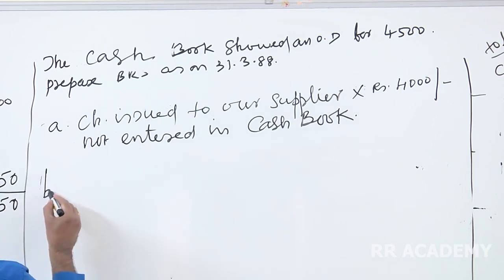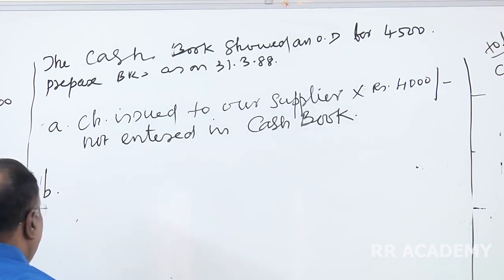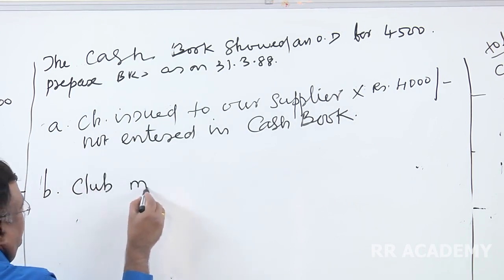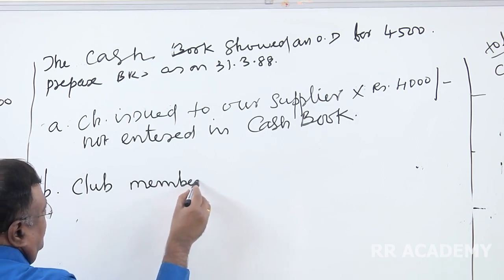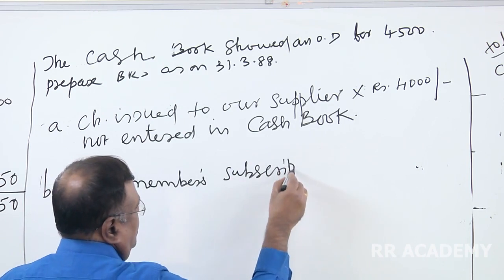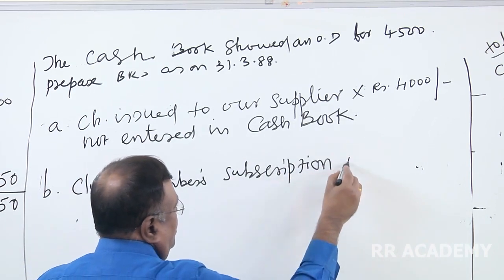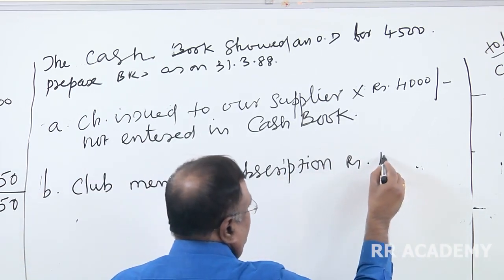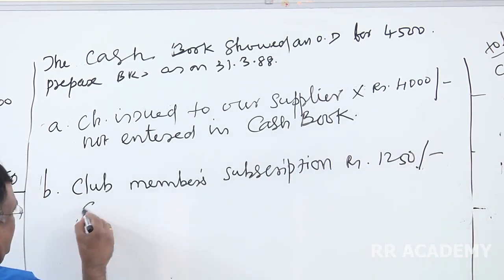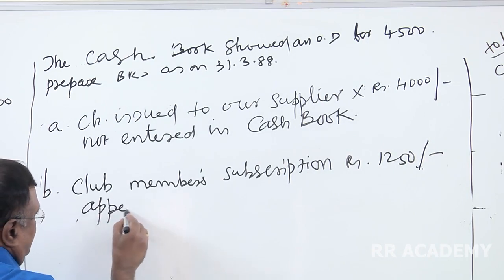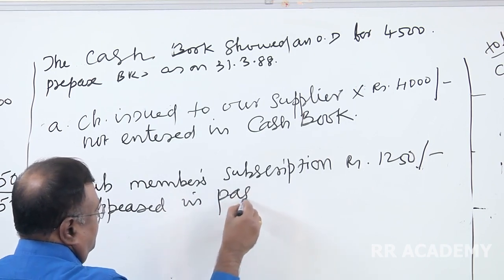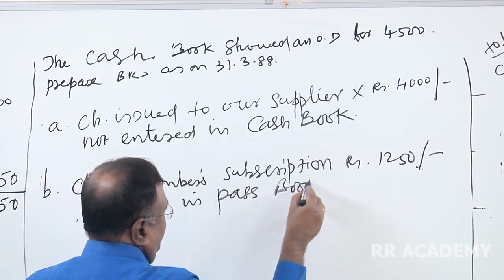B. Club members subscription rupees 1,250 appeared in passbook only.